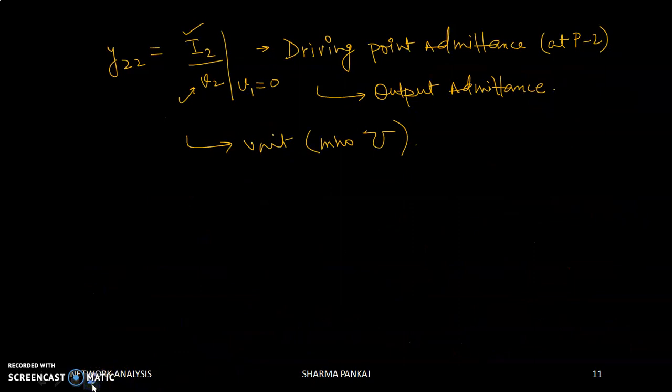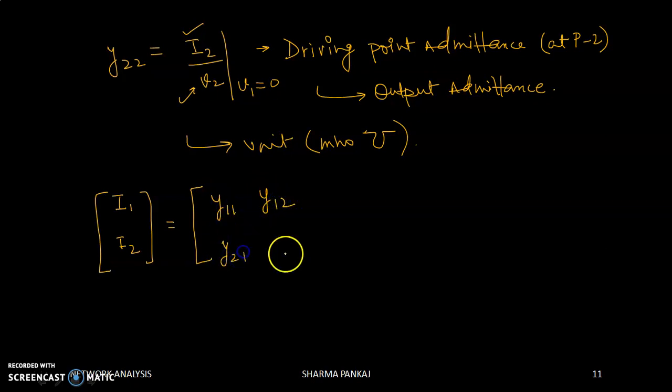Let us proceed for matrix representation. This can be represented in matrix form as I1, I2 is equal to Y11, Y12, Y21, Y22 and V1, V2.